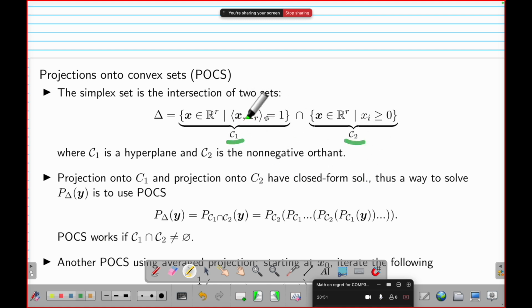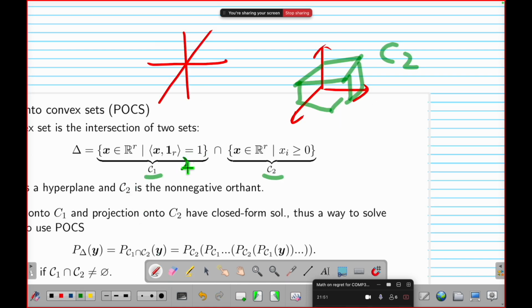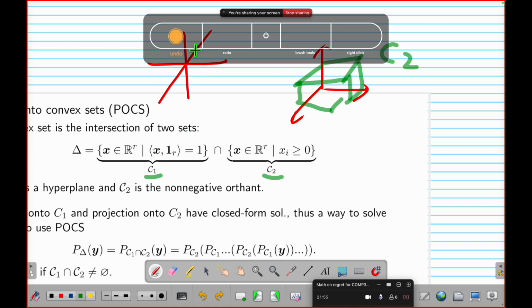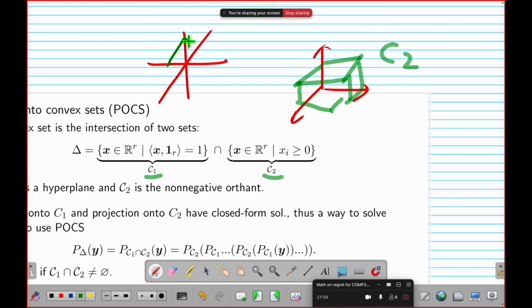Piece 1 is the dot product equals 1, piece 2 is every entry larger than 0. This had nothing to do with saying it's larger than 0. Actually, this one is the unit simplex in 3D. That means it will be the unit pyramid. Try to imagine, something like this. So that means the pyramid. This is the unit simplex.